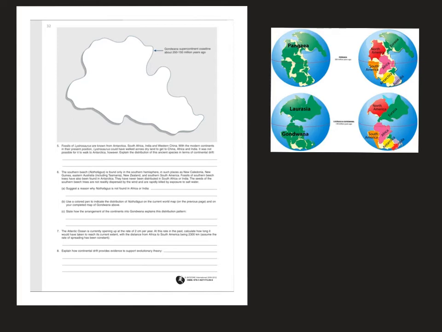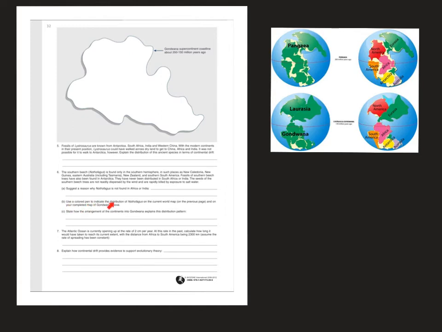Again, it can be found in Australia. Once Australia moves in another 100 some odd million years, Australia is going to move up here, South America up there. The southern tip of South America, Antarctica and Australia can be found, but not in Africa.